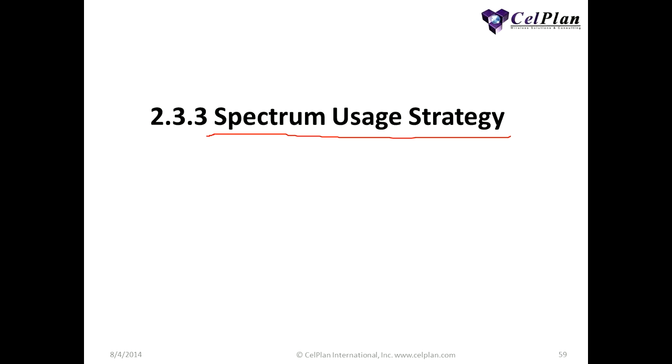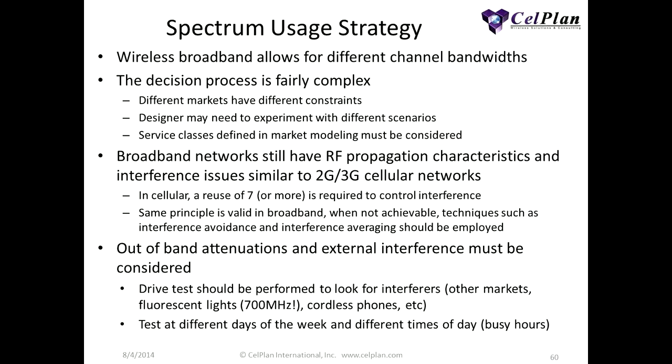So let's speak a little bit about spectrum usage strategy. In spectrum usage strategy, of course, we often have the option of using different channel bandwidths. So which channel bandwidth should we use, and so on. So we need to understand a little bit about how the cells will be constructed. We also need to consider what the RF propagation characteristics are.